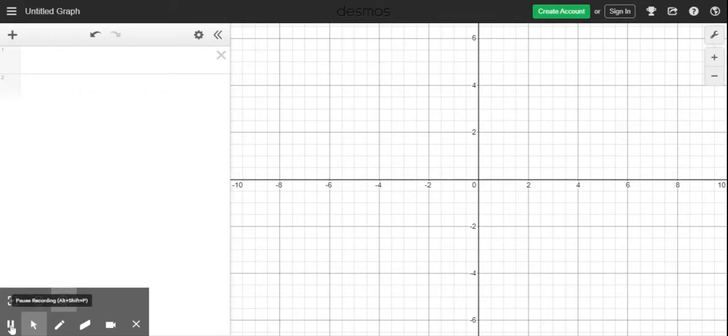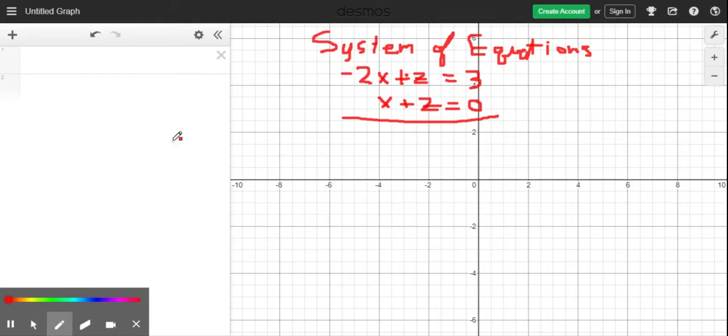Chapter 12, where we're solving systems of equations. Solving a system of equations means that you're finding the solution that would work in both equations, where it would make them both true. So we're trying to figure out some number x and some number z, a pair of numbers x, z, that would make both negative 2x plus z equals 3 true and x plus z equals 0 true. In other words, it would come out equal for both of those.